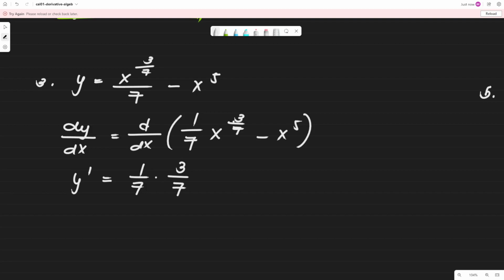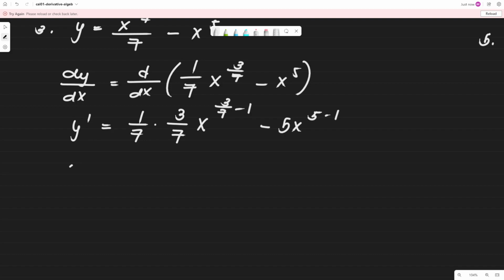right? So, we will make it n, right? n times x raised to n minus 1. So, we have x raised to 3 over 7 minus 1 minus 5 times x raised to 5 minus 1. It's always like that. So, we'll have y prime is equal to 3 over 21 x raised to, what is 3 minus 7? 3 over 7 minus 1. That is 3 over 7 minus 7 over 7. So, we'll have negative 4 over 7. Right? Minus 5 times x raised to 4.